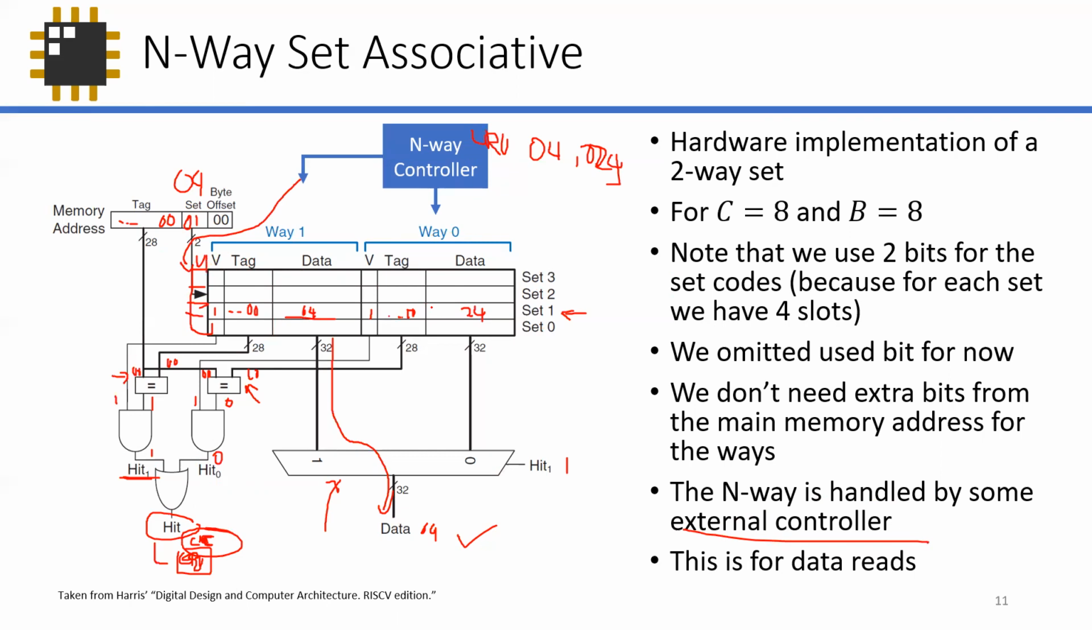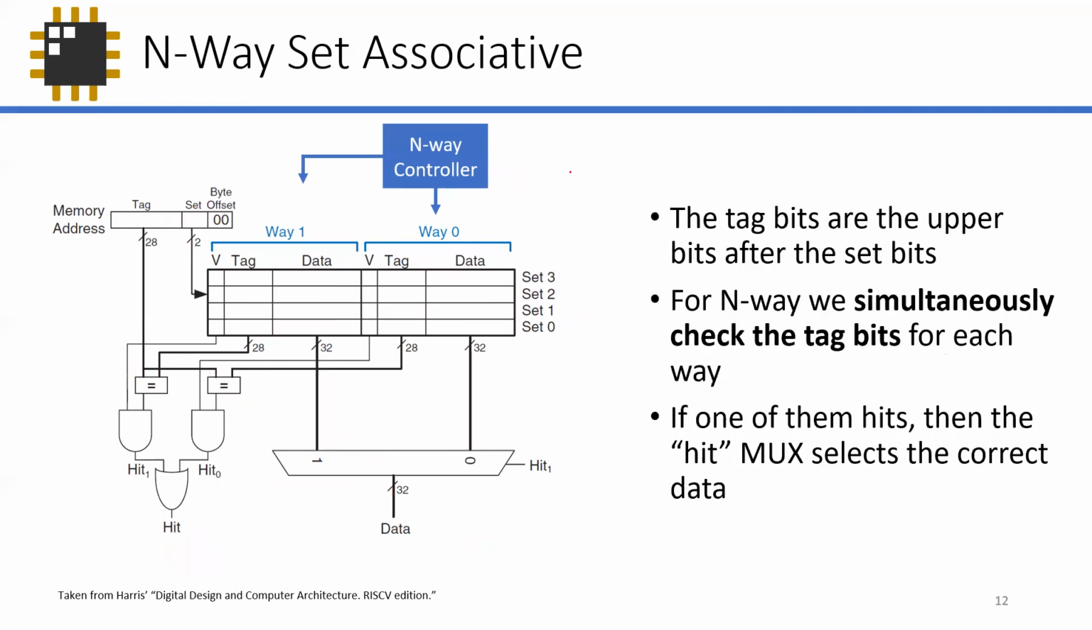Okay, time check. So the tag bits are okay. I guess the important part here is that since the tag bits are those that indicate whether it is a hit or a miss, you have to check the tag bits simultaneously, especially when you access a specific set. And if one of them hits, the multiplexer is the one that selects which one you grab.